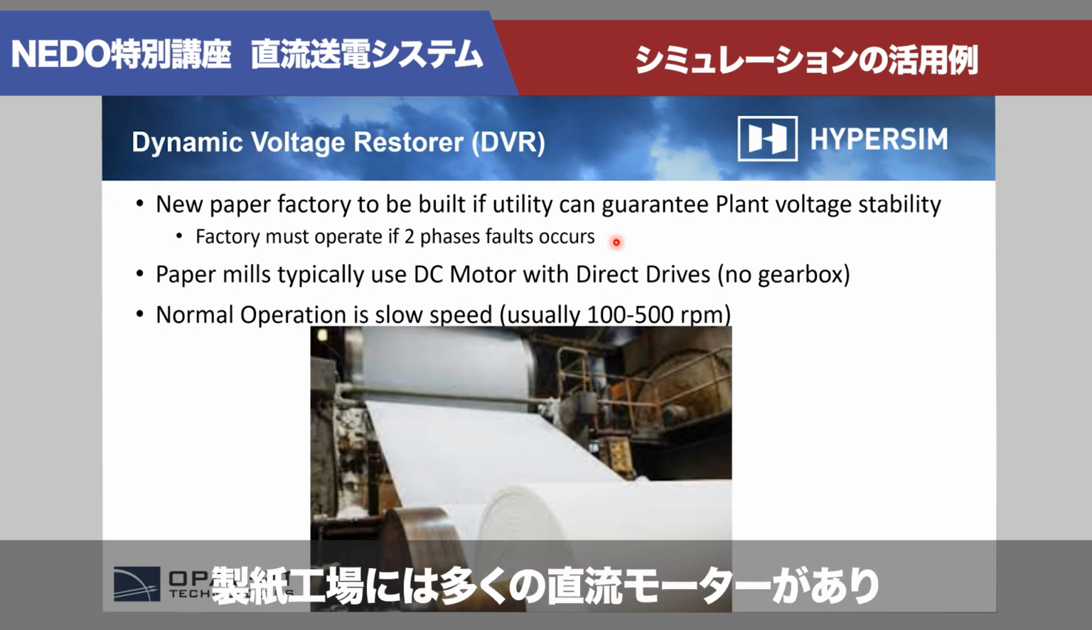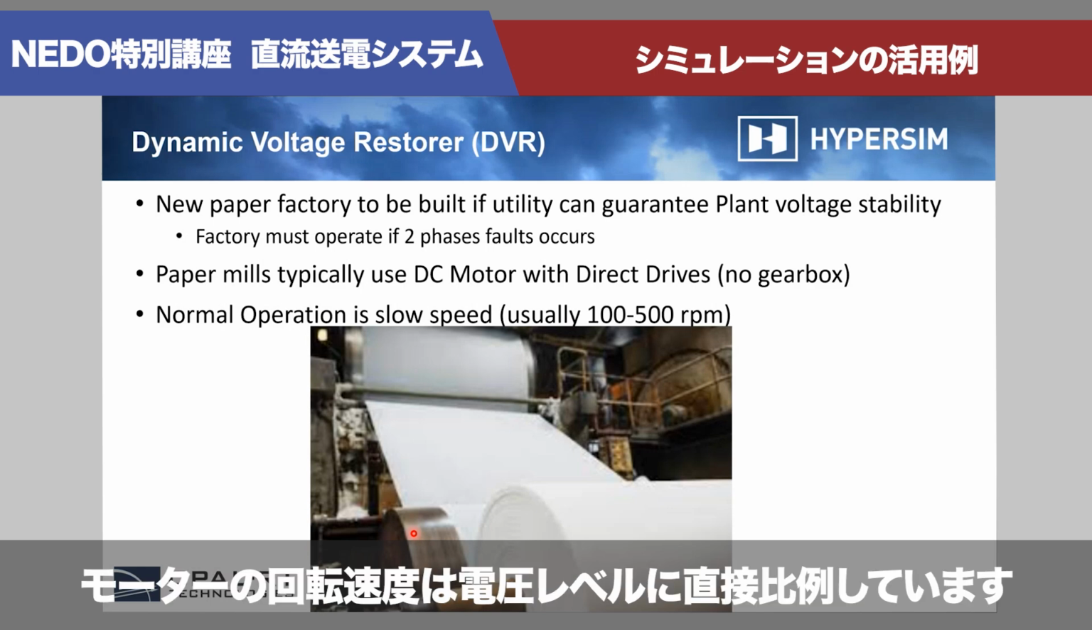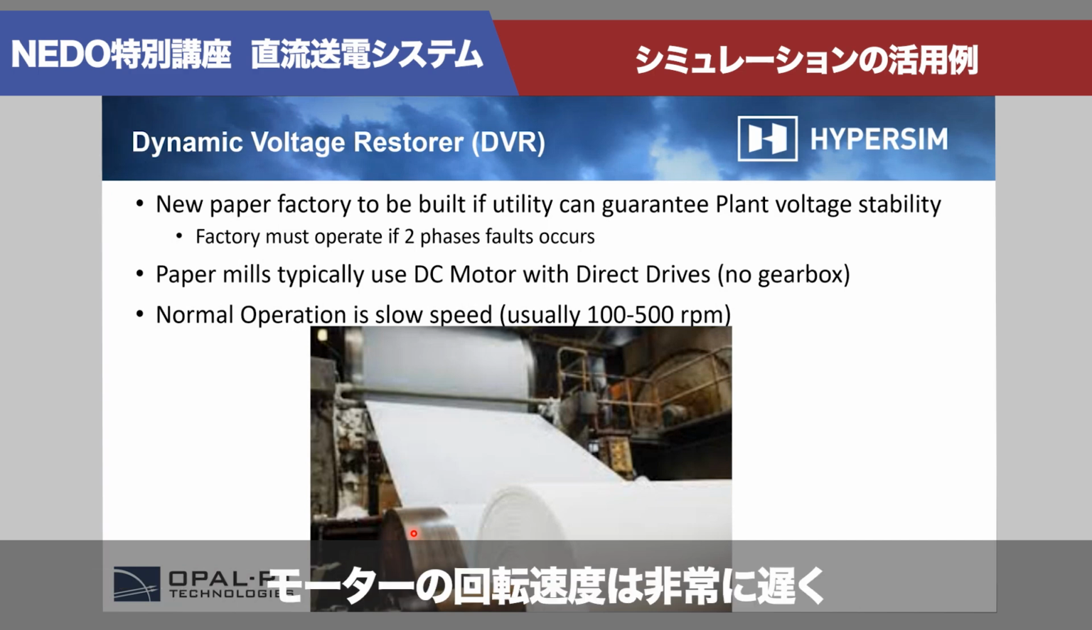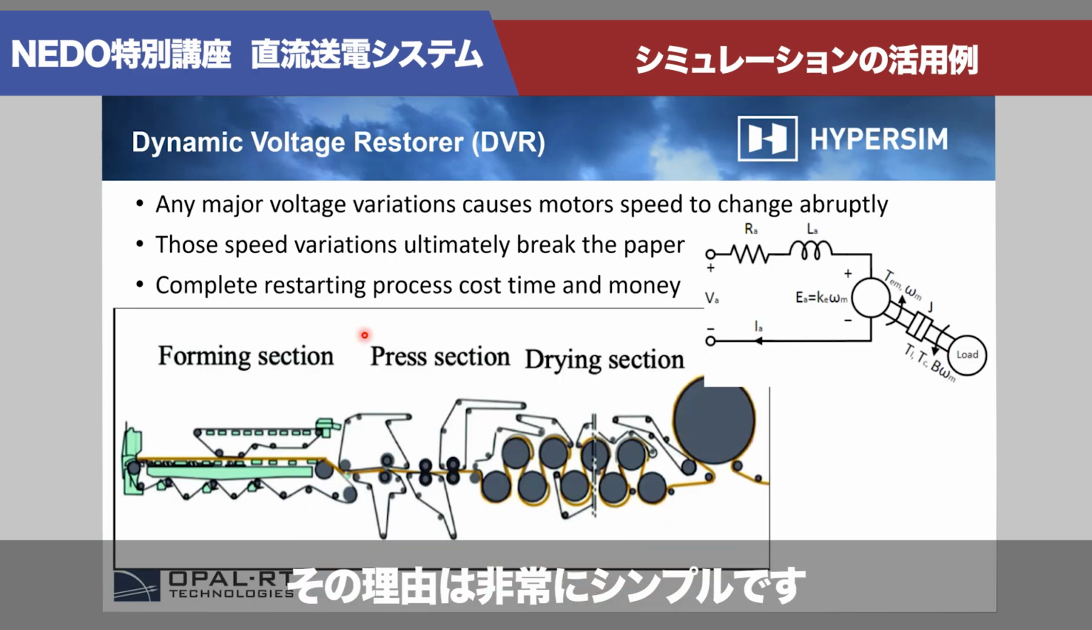People who know, a paper factory has many DC motors. If you see on the picture over here, all those motors that are turning the paper are direct drive motors. There is no gearbox, which means that the speed of the motor is directly proportional to the voltage level. And of course, the rolls are turning very slow, you're talking about 100 to 500 RPM. It's quite slow, and the reason for this is quite simple.